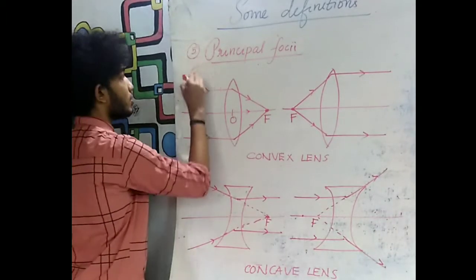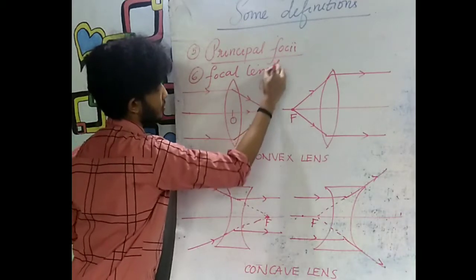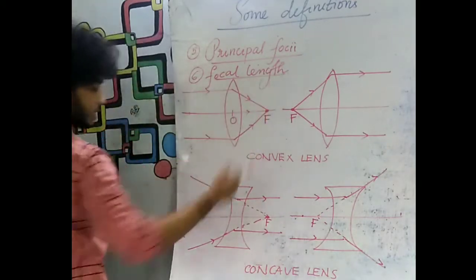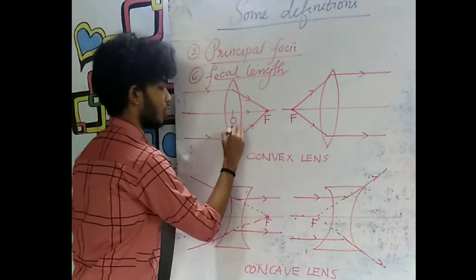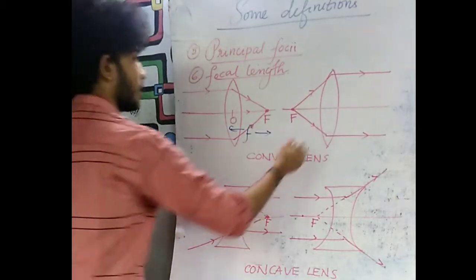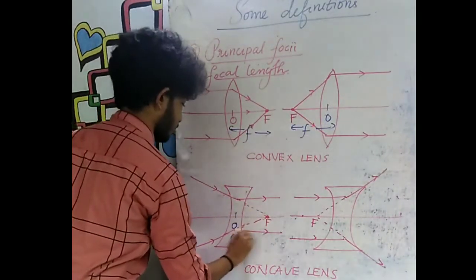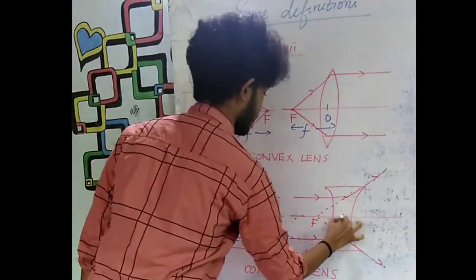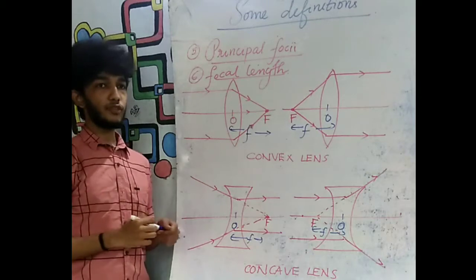And what about the focal length? What will be the focal length? The focal length is very simple. It is the distance between the optical center and the focus. Here also we can have focal length. So that is the focal length.